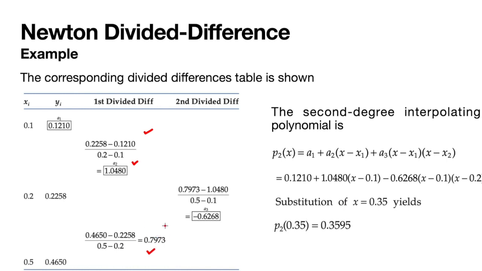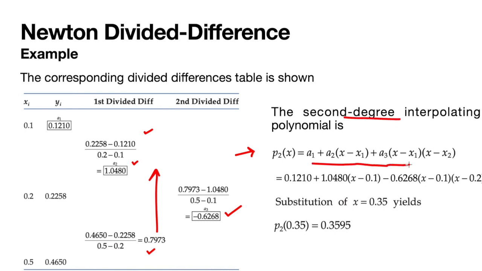And now to calculate this value, we just subtract these y values and the corresponding x values. So basically it will be 0.7973 minus 1.084, and 0.5 minus 0.1, because these are going back towards these points. So this is basically the value of a3, a2, and a1. So we know that the polynomial for the second degree interpolating polynomial will be like this.